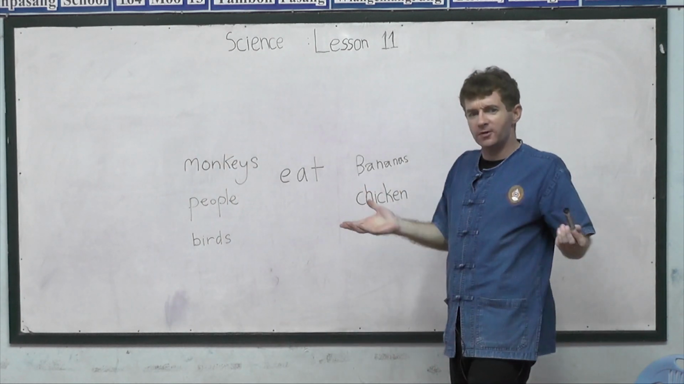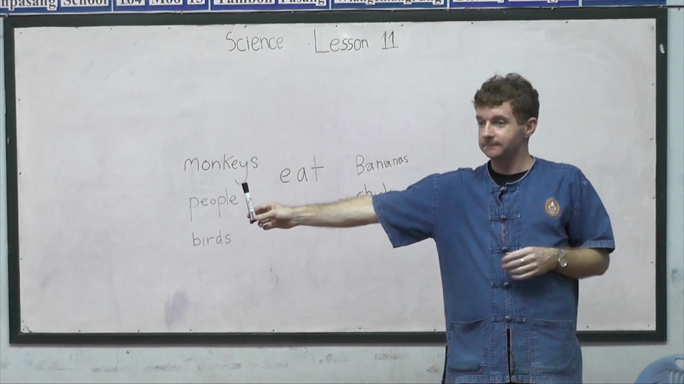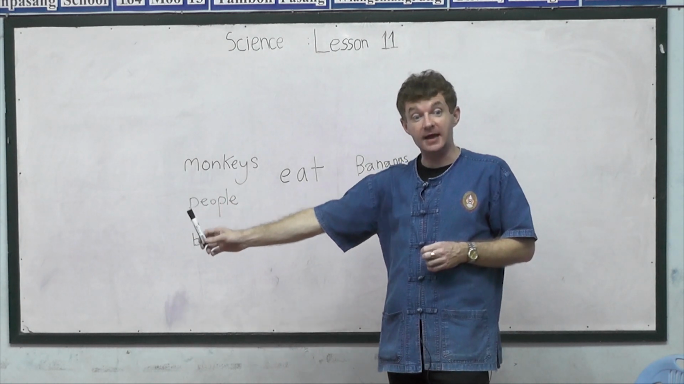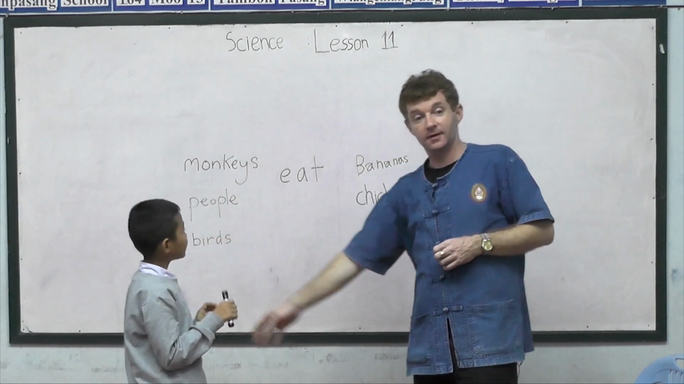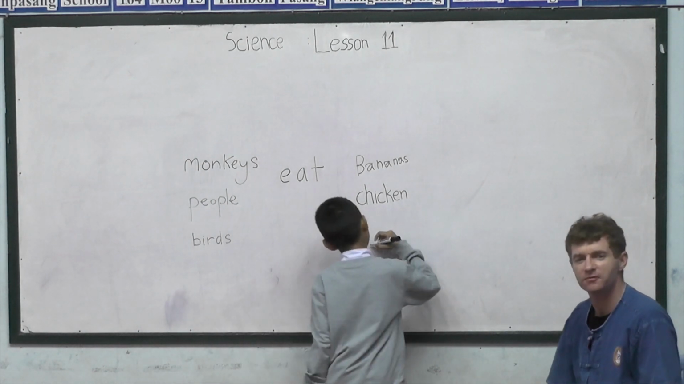Birds. What can birds eat? Especially big birds, birds of prey. They can eat fish. Fish. How do we spell fish?